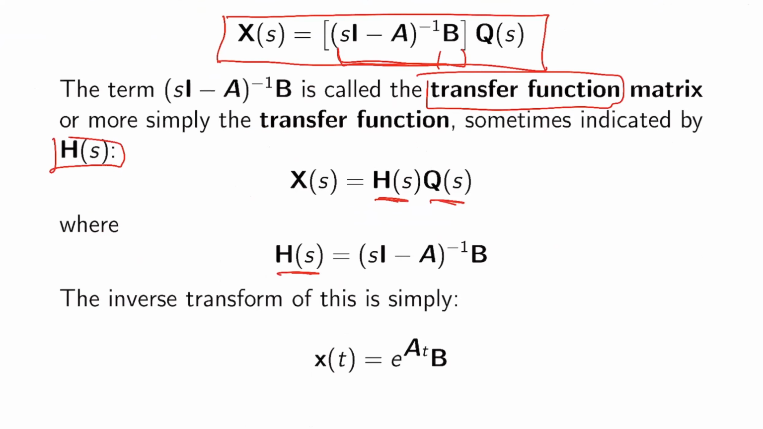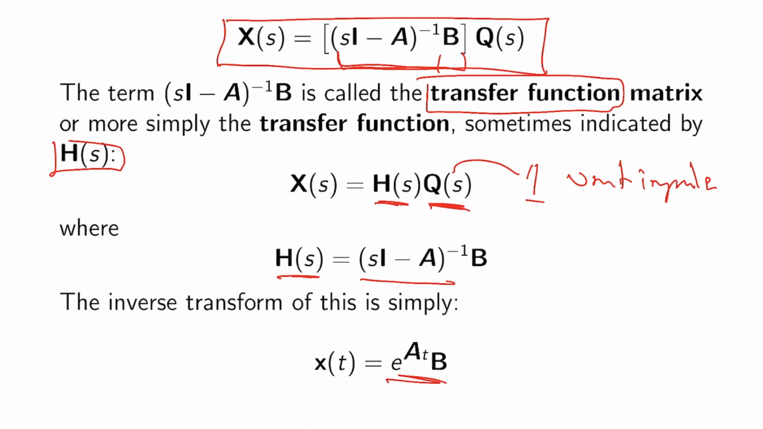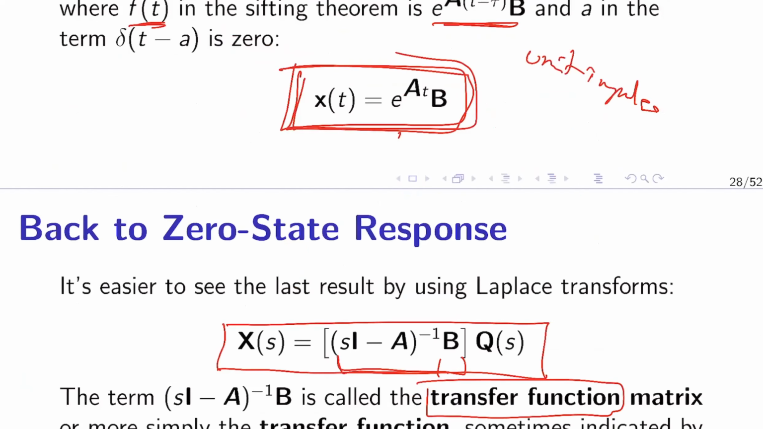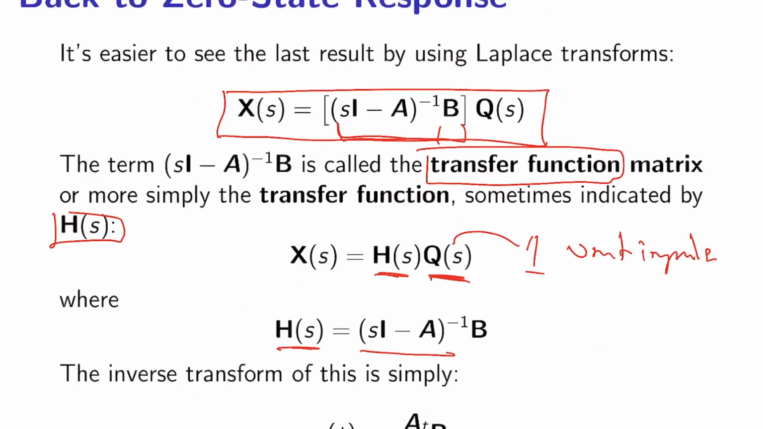And if I take the inverse, if Q of S is a unit impulse, that means it's 1 for a unit impulse. Then the inverse of this just drops back to that, because I know the resolvent is e to the at. We've seen that before, and that's effectively the same as this. So it's easier to get this from the Laplace transfer domain than to go through the shifting property.